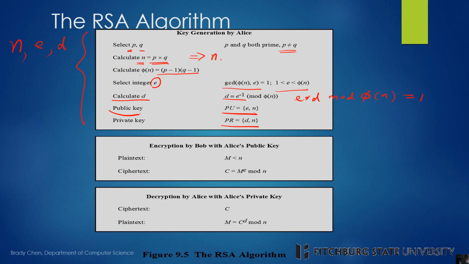The encryption is very simple. For every plaintext M which is less than N, we calculate the ciphertext C as M to the E mod N. Decryption is C to the D modulo N, and then we restore back M. And remember, E and D are related.